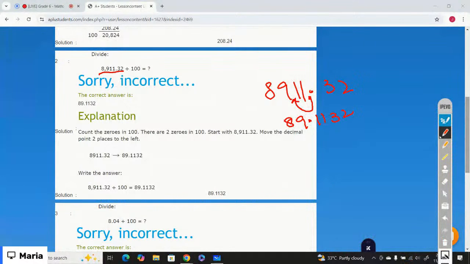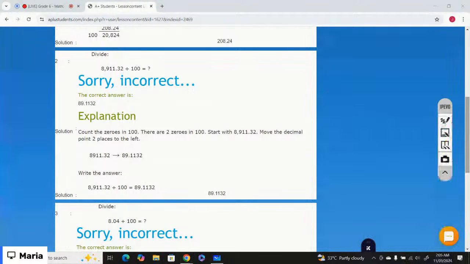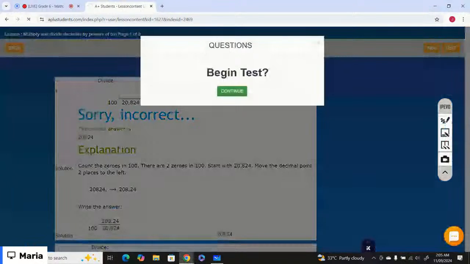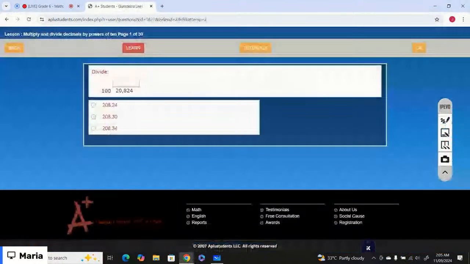Okay, let's just start with the test questions. Let's see how we move the decimal point, right? Okay, that is 20,824 divided by 100. So which is the correct option?